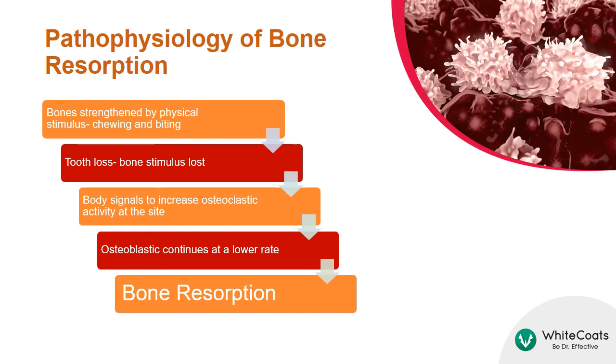Bones are usually strengthened by any physical stimulus it receives in the form of biting and chewing. When there is a tooth loss due to extraction or trauma, the stimulus to the dental bone is lost. As a result, the body signals to increase the osteoclastic activity at the site of tooth loss, leading to breakdown of the jawbone. The osteoblastic activity still continues, but at a lower rate, thus leading to bone resorption or bone loss.